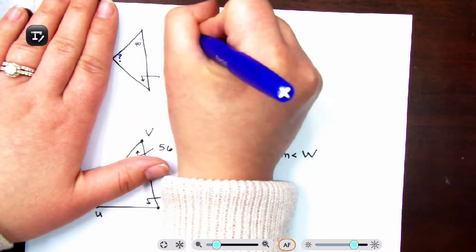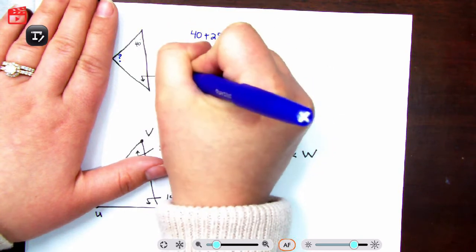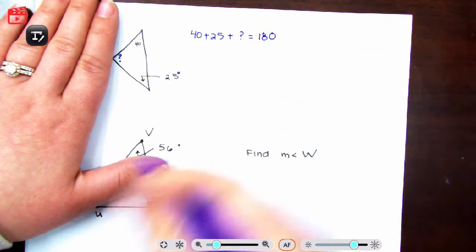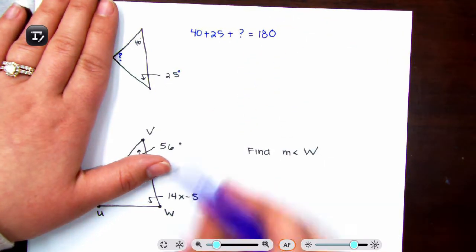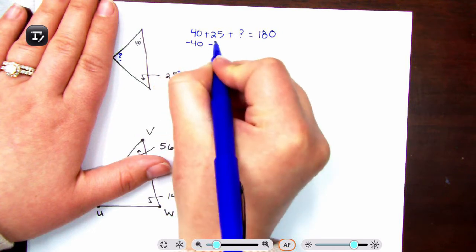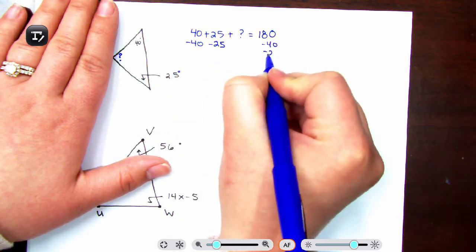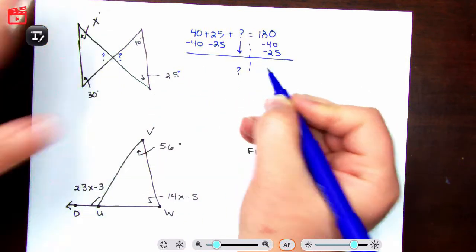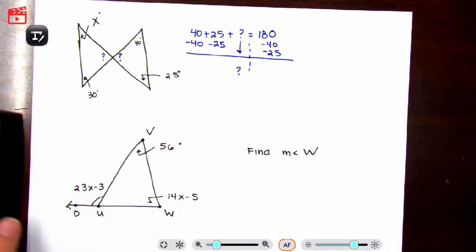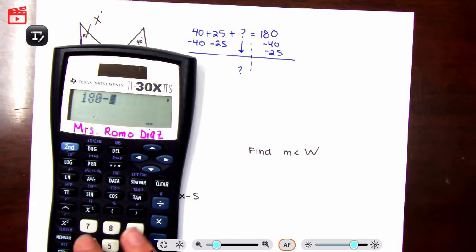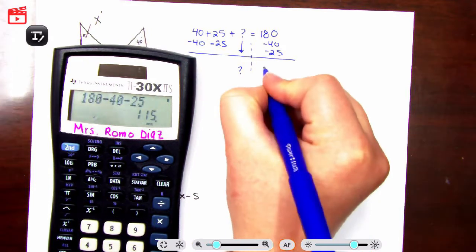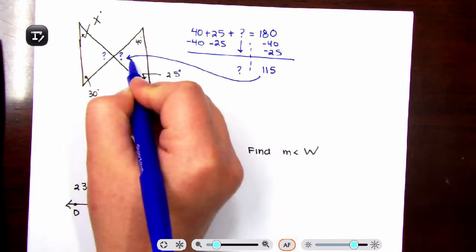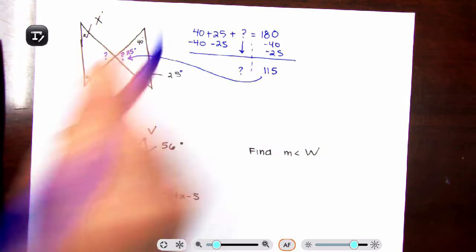This triangle, I know that 40 plus 25 degrees plus some amount equals 180 because of the triangle angle sum theorem. So that means I'm going to subtract 40, subtract 25. Here's my dotted line. So that means this unknown angle, we're going to call it question mark, you can put x if you want, is 180 minus 40 minus 25, and that is 115. So that means this 115 goes here, 115 degrees.